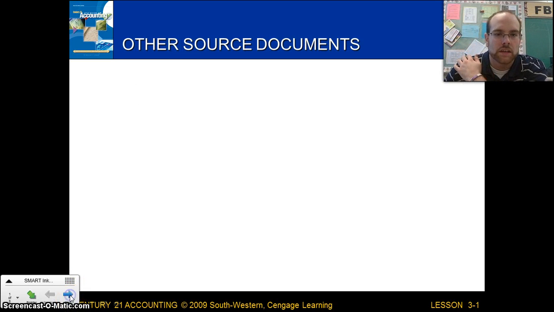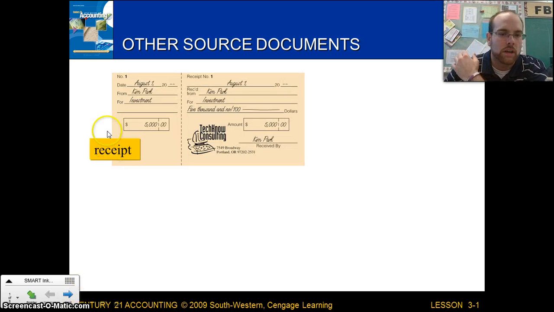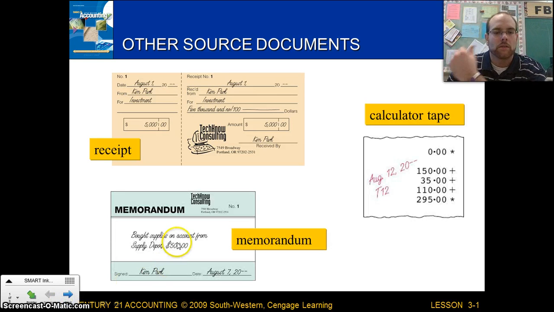The next thing is some other source documents that we can look at. We have a receipt here just showing that Kim Park was the one who received it for an investment, showing that she gets a receipt saying, yes, we did get your investment. You also have a memorandum just saying, hey, we're sending this. We just want you to know that we bought supplies on account from Supply Depot for $500, so we're going to have to owe that at some point, so we get that from a memo.